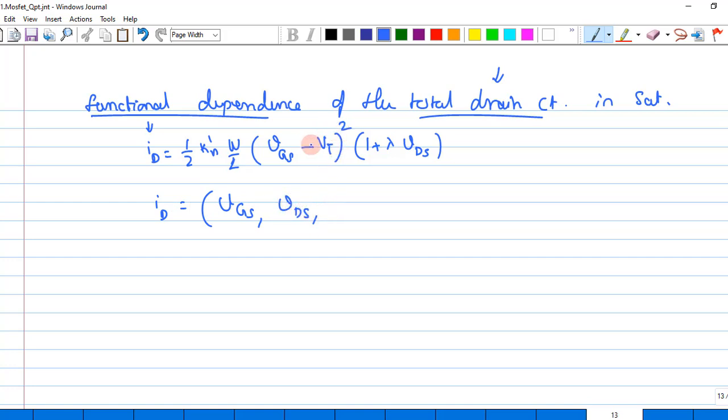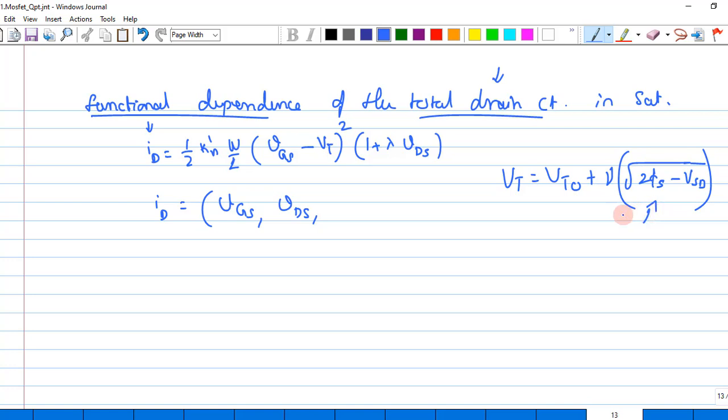Now, you might wonder how this VSB would affect my ID. Any guess? VSB is nothing but the potential difference between the body and the source. Does the current ID depend on it? Yes. Through what term? VT. Through the value of VT, if you can recollect, it is dependent on VT naught plus gamma times the square root of 2 phi f plus VSB. Okay, I forgot the exact formula, but I guess it is related to the VSB. So fine, let me clear this one in the next class.